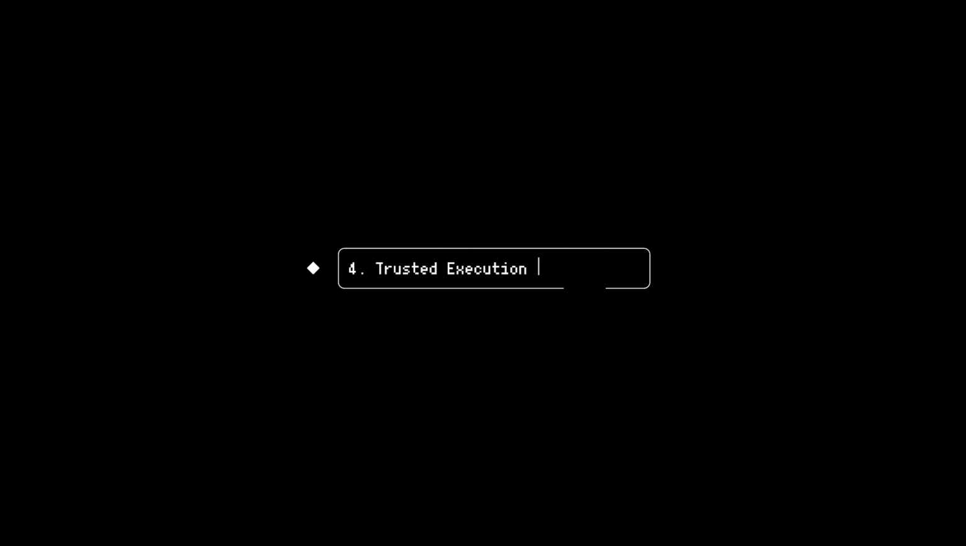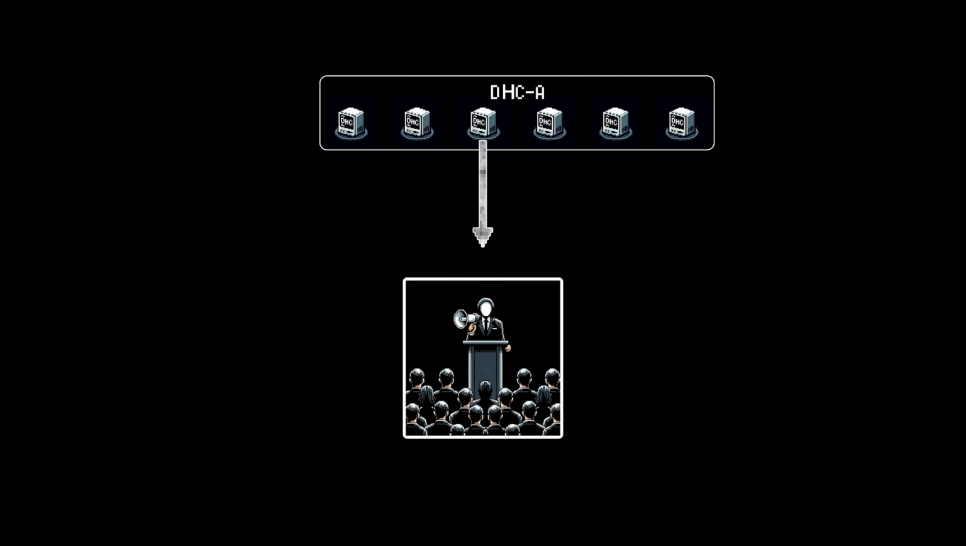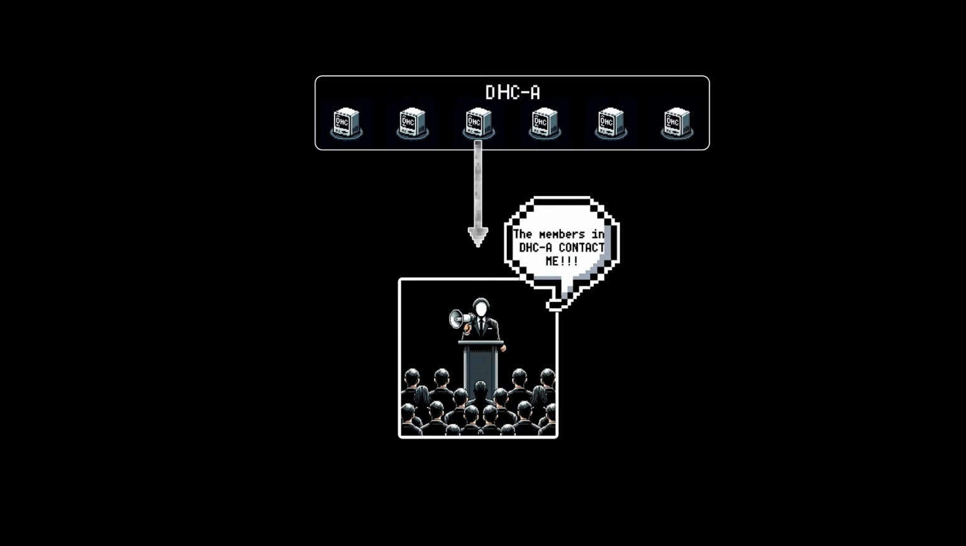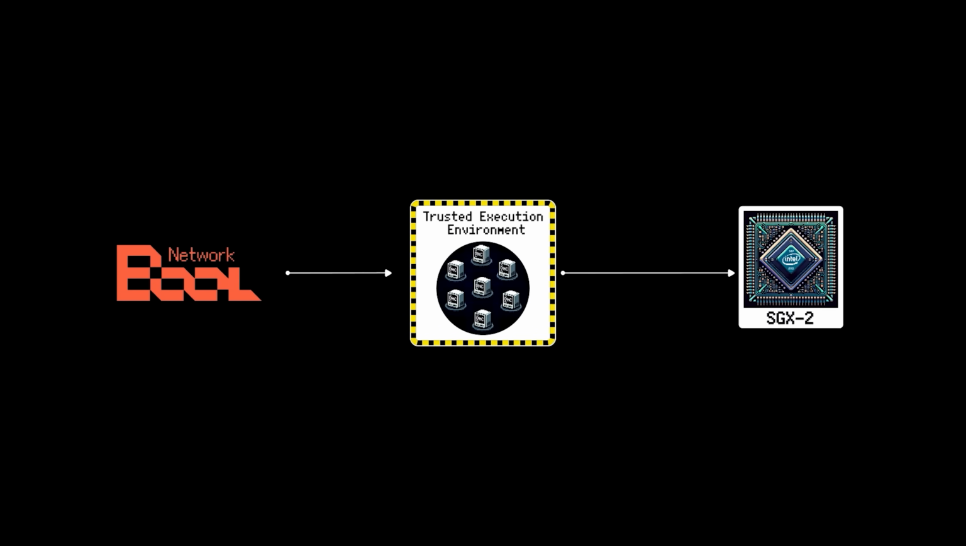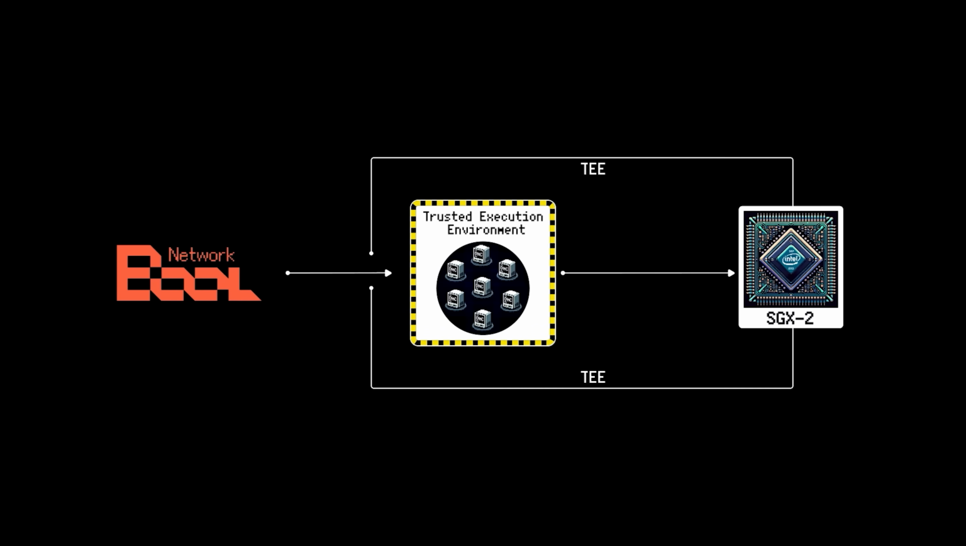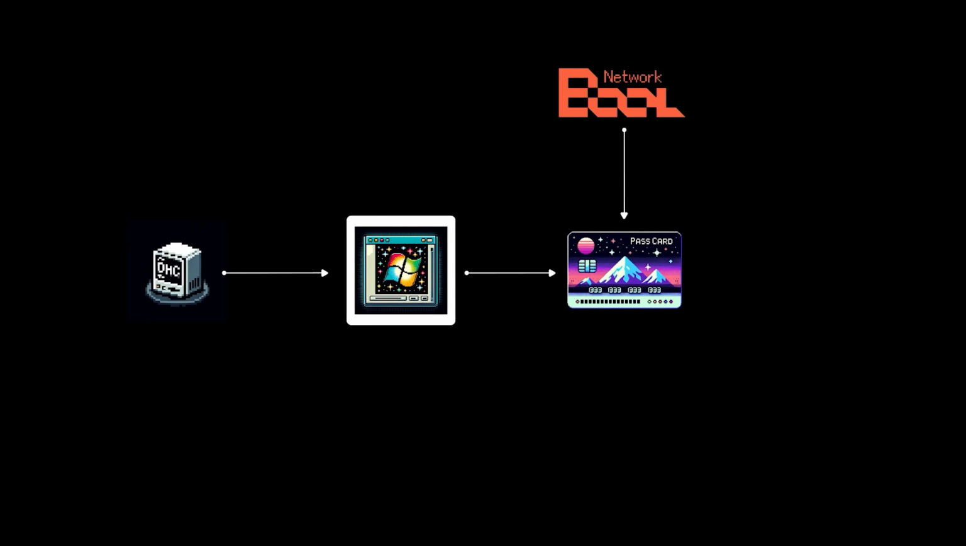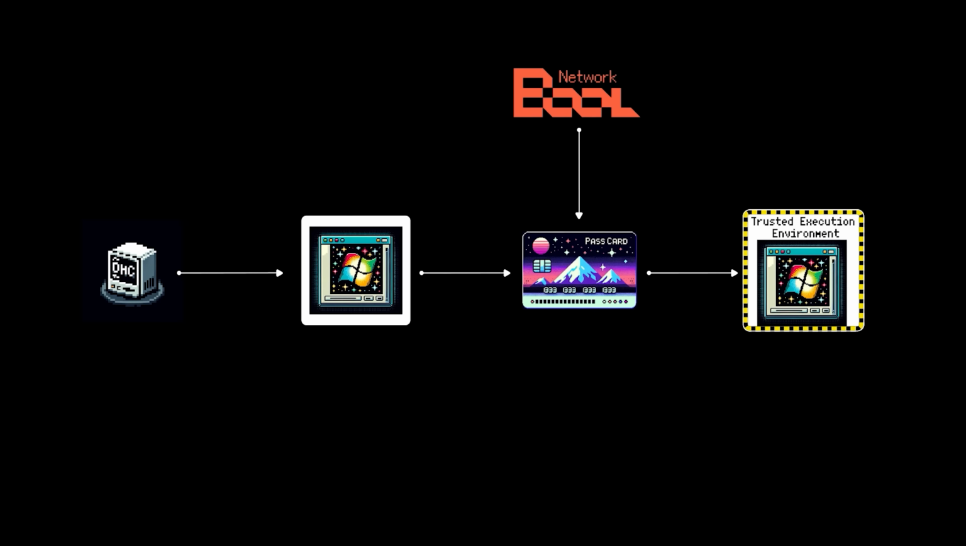4. Trusted execution environment. To prevent the DHC members from colluding with others to maliciously seize control by disclosing their membership in the committee, Bool Network mandates that all DHC nodes utilize Intel's SGX2 chips to operate within a trusted execution environment. Furthermore, DHC nodes are restricted to running only those programs that have been authorized remotely by Bool Network within the TEE. The TEE also assigns identifiers to the nodes to verify compliance with operational regulation.